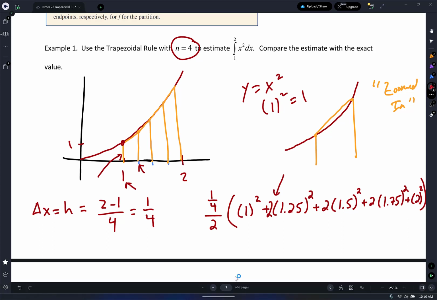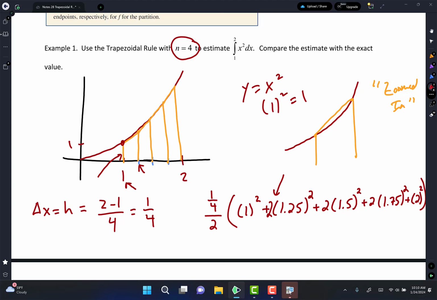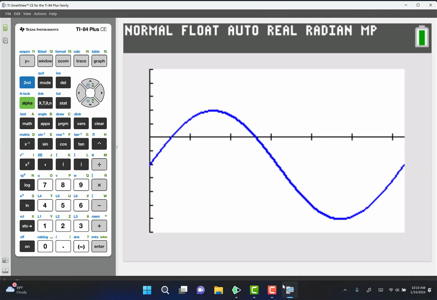If you have your calculator, take out your calculator so you can practice. If you don't have one of these, ask me for one, so I can give you one. Well, loan you one, because you want to get used to how to use it, guys.